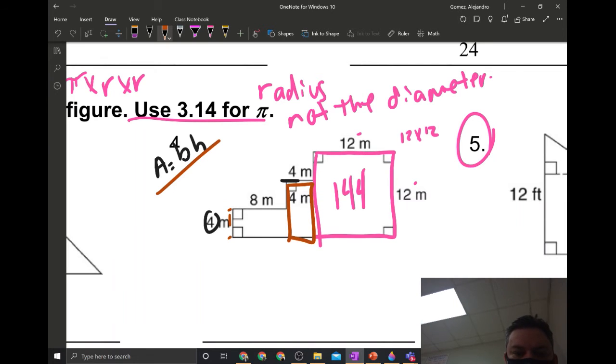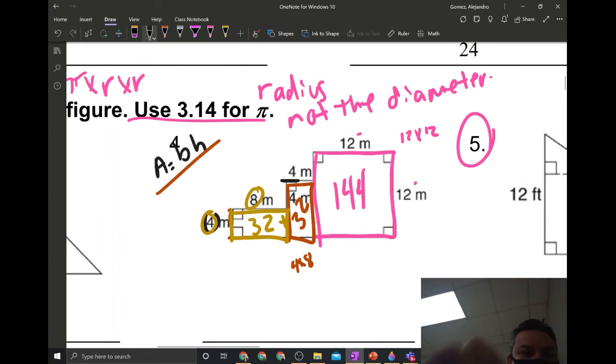So this right here is a 4 by 8. When you multiply that, you get that 32. And the last one that we have, easy, is the yellow one, gold one. It's a 4 by 8, which is also 32. All I gotta do now is add them all up. Just add them all up.